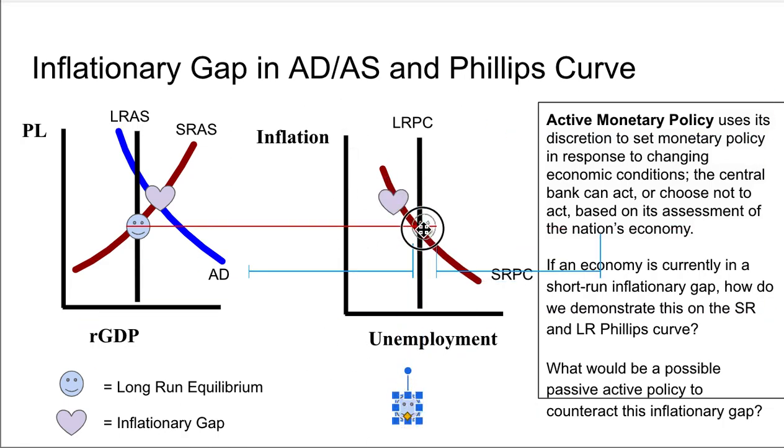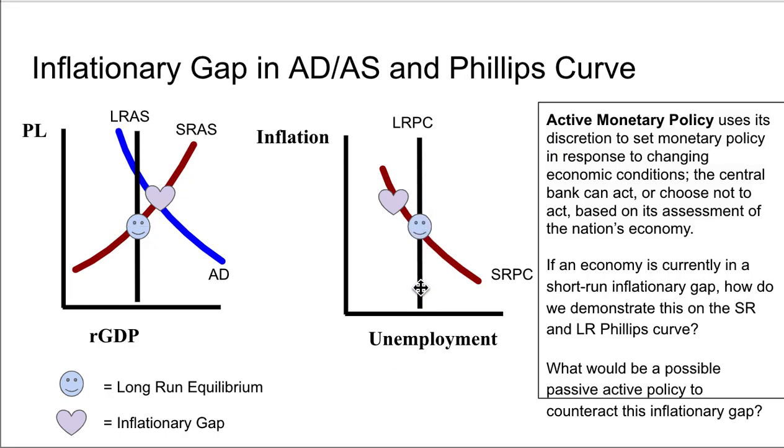And the actual long-run equilibrium, long-run unemployment, and long-run employment that we want to reach as a society is located to the right of the inflationary gap point on the Phillips curve. So what would be a possible active policy to counteract this inflationary gap?